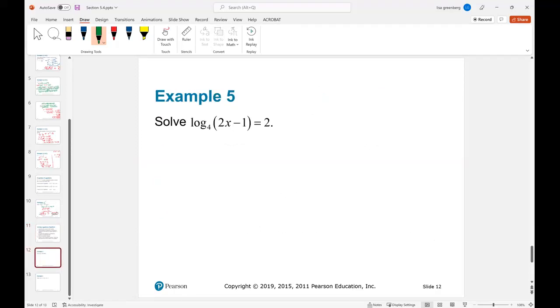Well, the domain, if you remember, is I have this here, the 2x minus 1 has to be greater than 0. So I add 1 to both sides. I get 2x has to be greater than 1. Divide both sides by 2, and I say x is greater than 1/2. So as long as my solution comes out to x is greater than 1/2, I'm in good shape.